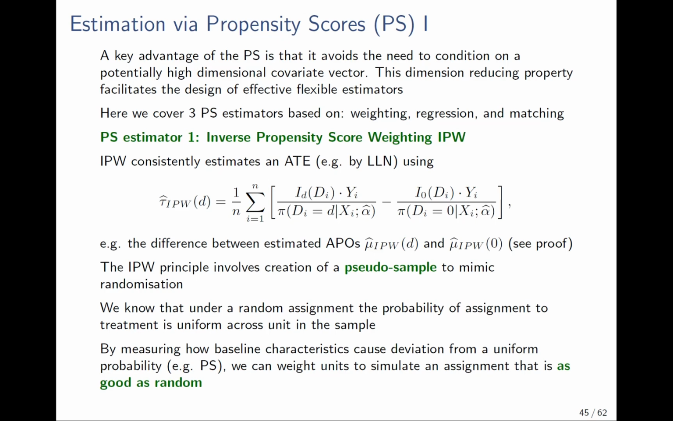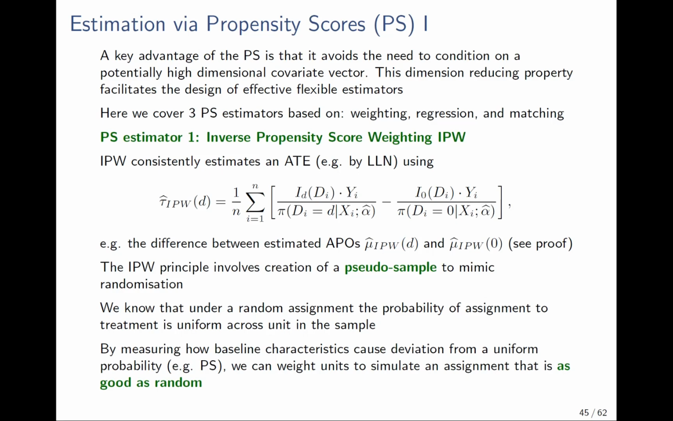So the IPW principle then involves creation. Essentially, the way to look at it is by weighting, we're creating a pseudo sample that allows us to mimic what randomization would look like. So we know that under a random assignment, the probability of assignment to treatment is uniform in the sample. The probability of assignment to treatment is always the same under a random assignment.